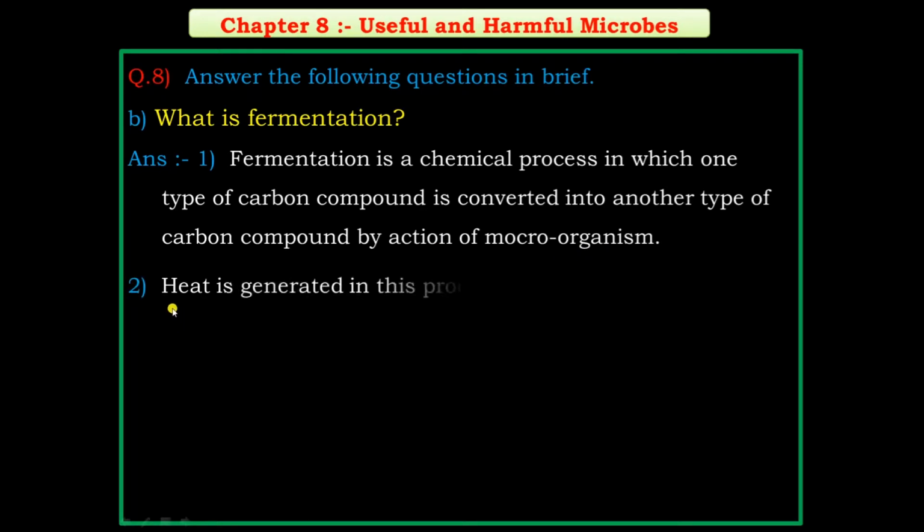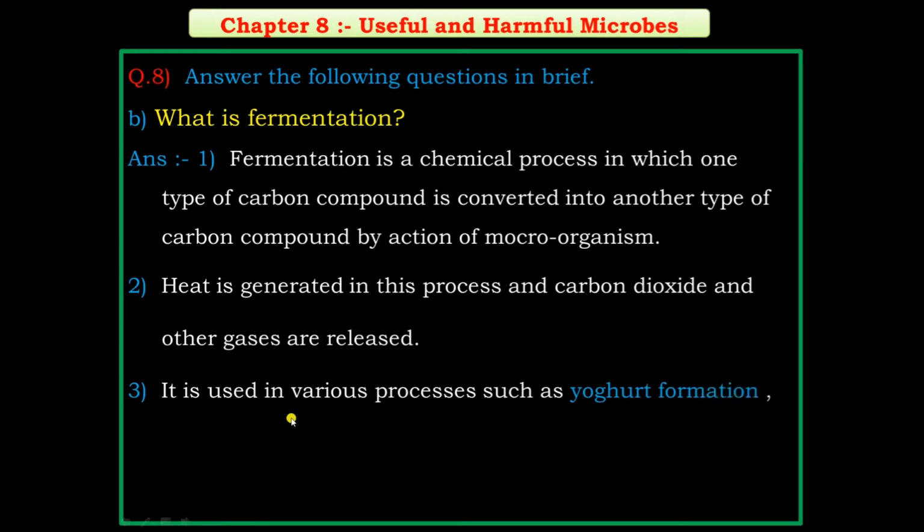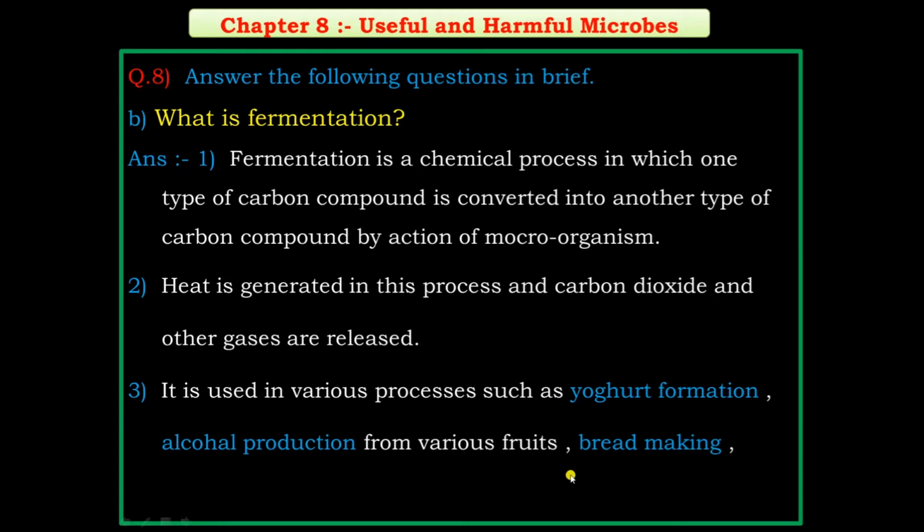Point number 2. Heat is generated in this process and carbon dioxide and other gases are released. Point number 3. It is used in various processes such as yogurt formation, alcohol production from various fruits, bread making, and production of antibiotics and acids.